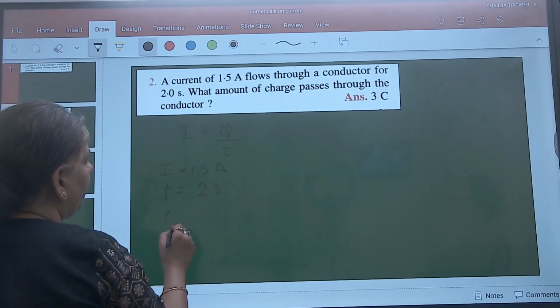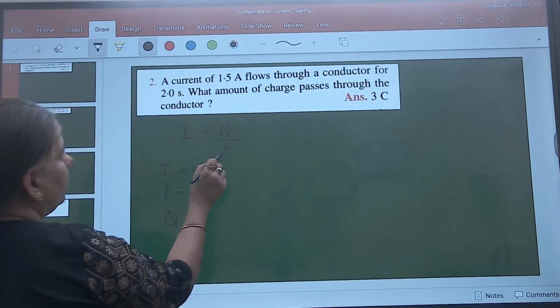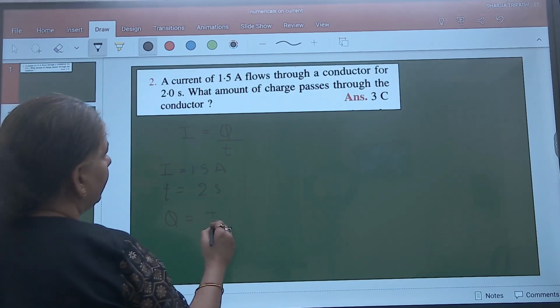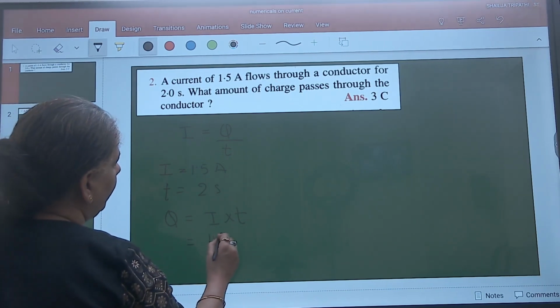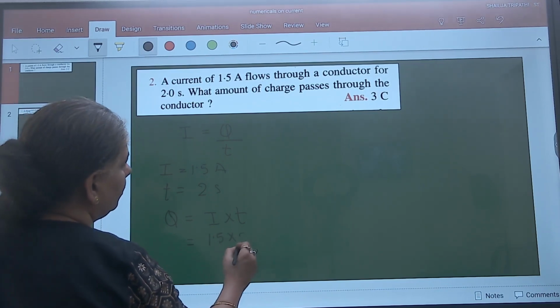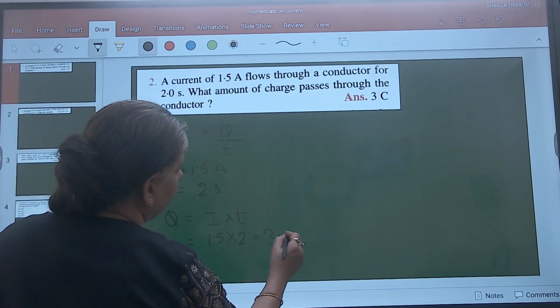So we have to find Q. Q will be equal to I into T. That is 1.5 into 2. That is 3 coulomb.